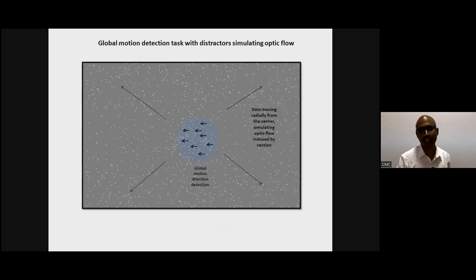But there are a lot of distractors all around. So we have around 2,000 dots moving very fast, all radially away from this. This produces an illusion of optic flow, or that the person is moving forward. And this is what we did on the patient.